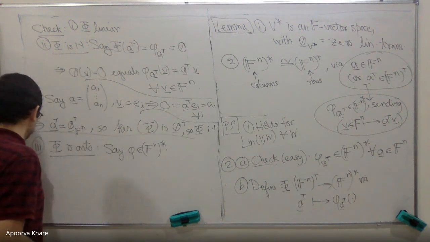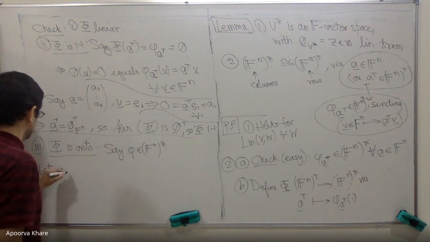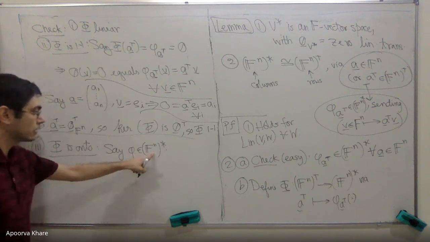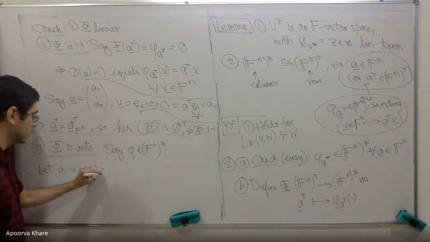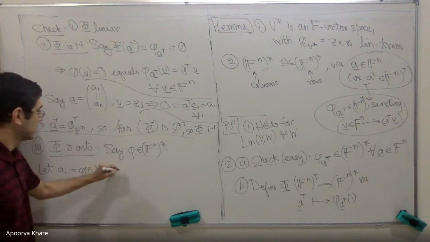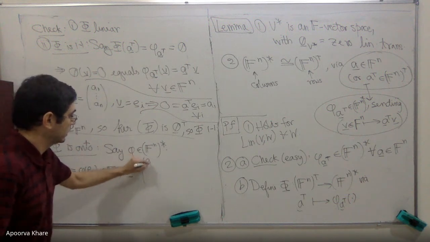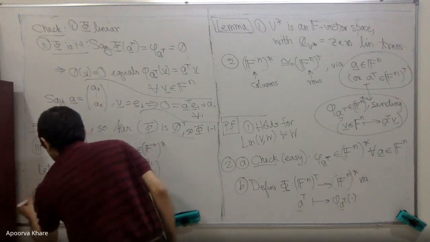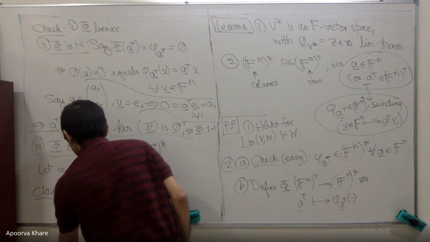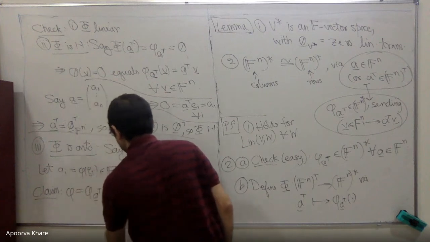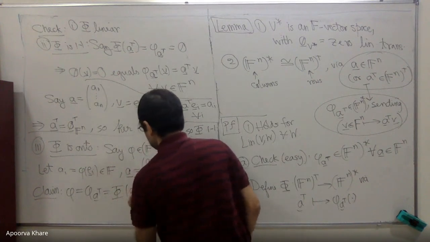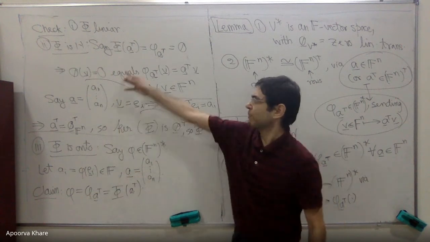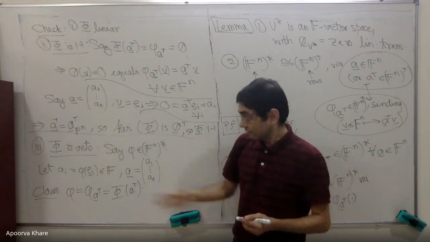Let AI equal phi of the EI. Now phi is a transformation taking column vectors to scalars, so this is a scalar. And A is of course A1 to AN. The claim is that phi is exactly this phi, which is of course the image of A transpose. And that would prove that every dual functional phi is in the image of this capital phi, so it's onto. If we can prove the claim, then we are done.